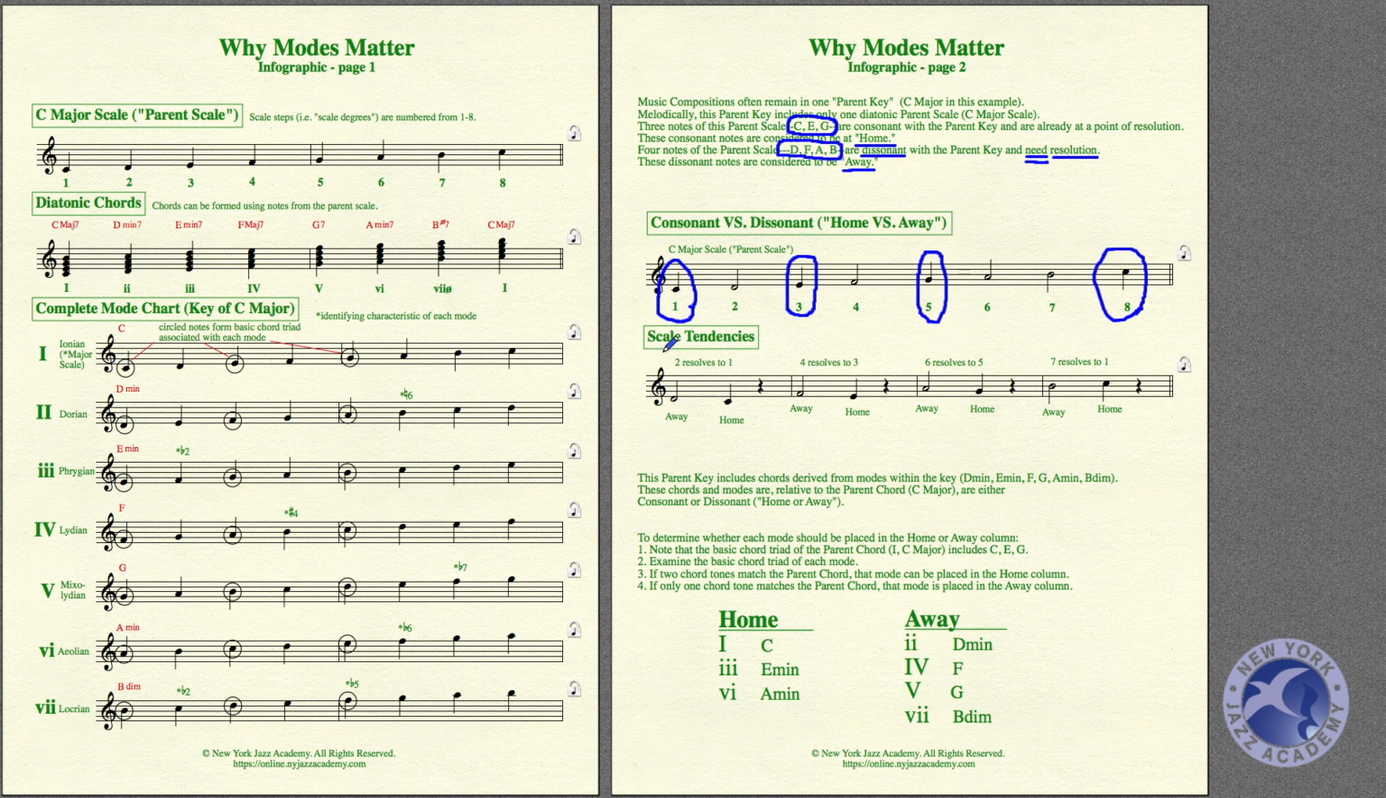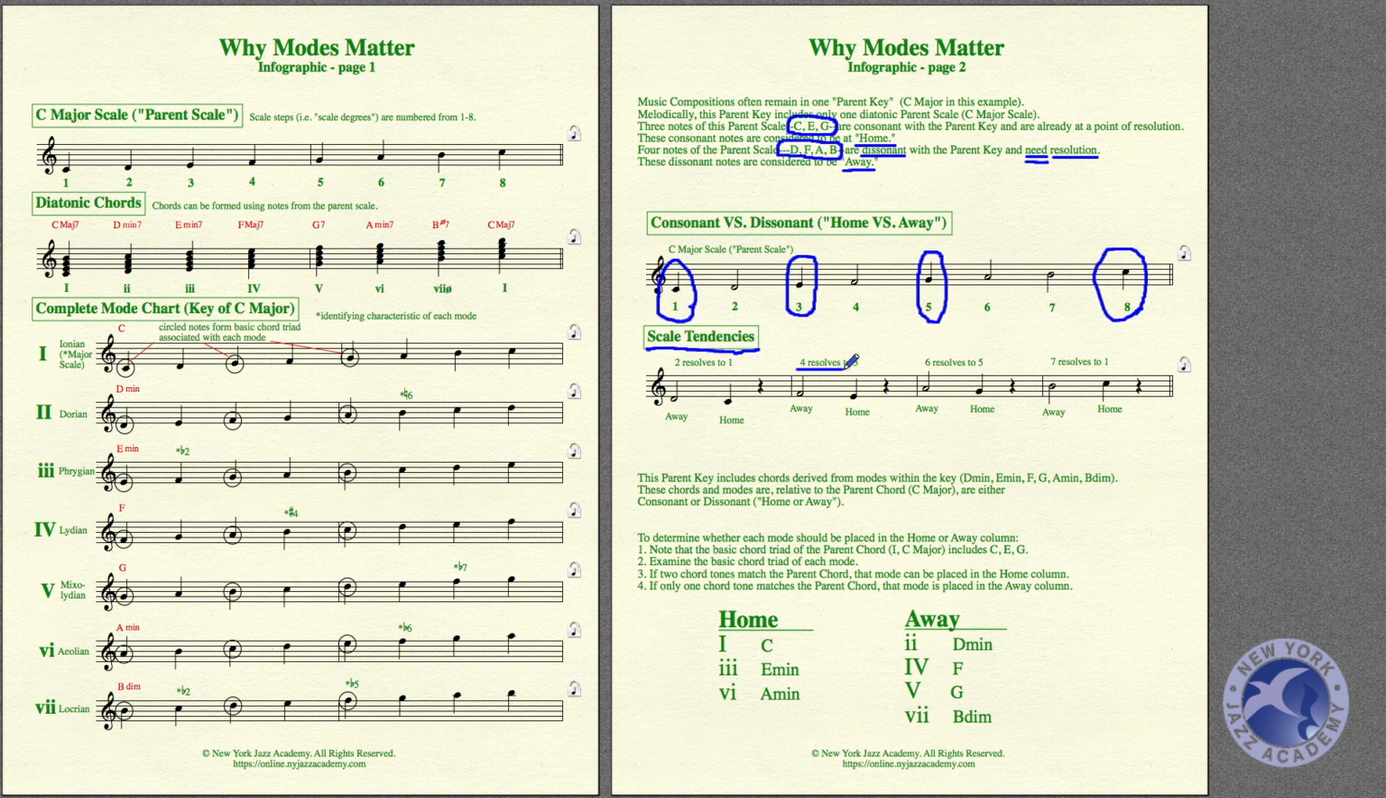So let's look at all of these resolution points. Scale tendencies. This is a really cool phrase. Scale tendencies. This is what each note has a tendency to want to do within the key. 2, which is D, has a tendency to resolve down to 1, moving from away to home, because D is away, C is home. So if it starts off like this, then it resolves. That was D, C, or 2, 1, away, home.